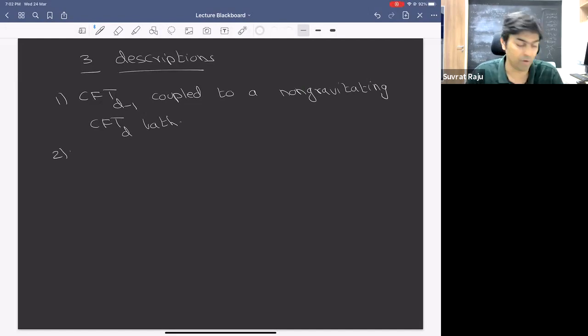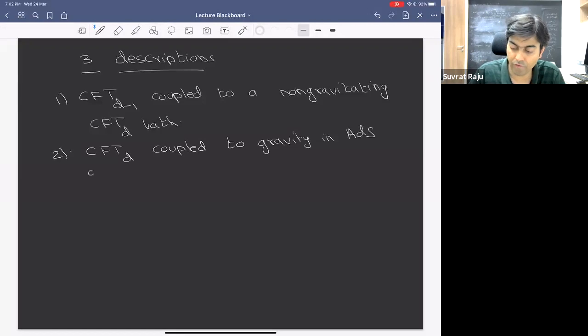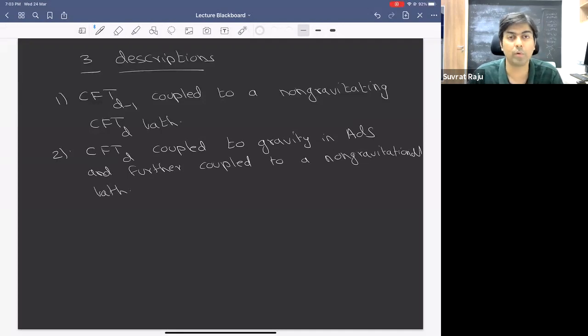We have a second description, which is the description that we've also been talking about, which is a CFT_d coupled to gravity in AdS, and further coupled to a non-gravitational bath. This is the bulk description that we have been talking about so far. We've talked about both of these descriptions, and they are just what they are because they don't care whether the CFT_d is holographic or not.